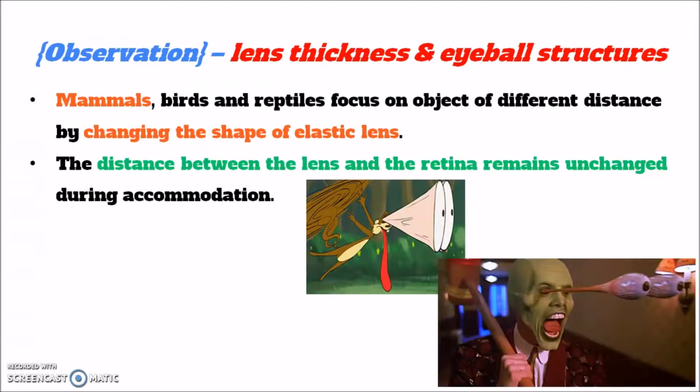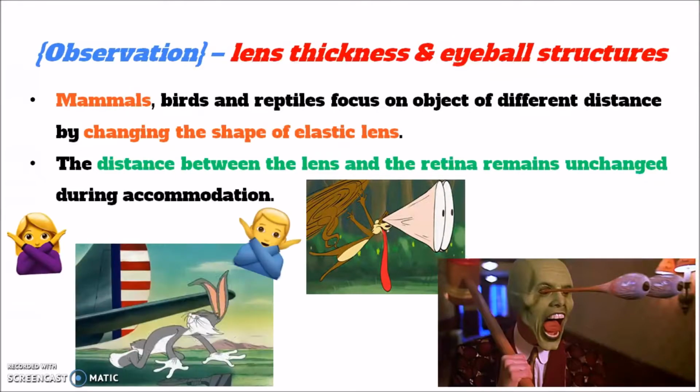It's important to remind you that mammals, birds, and reptiles can change the lens thickness for seeing distant and near objects. So that's why we do not change the eyeball size for seeing objects of different distance. The distance between the lens and retina remains unchanged during eye accommodation. Therefore, we need to think which structure in the eyeball should be changed for eye accommodation.